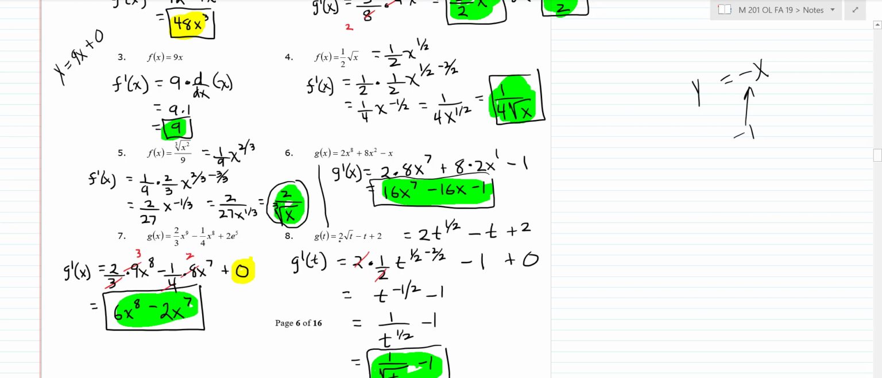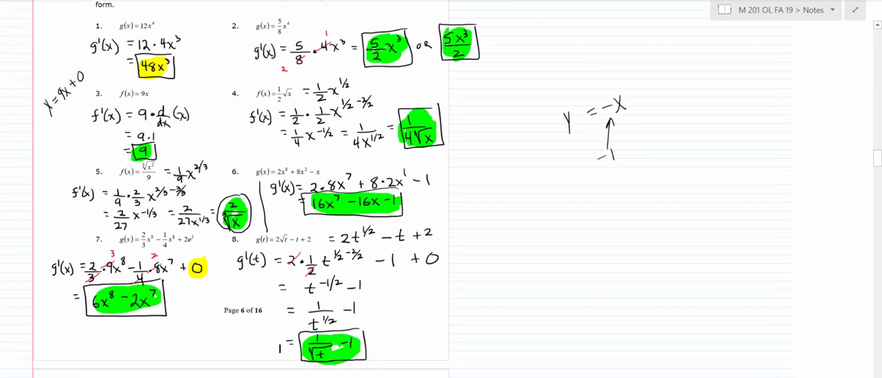And the next one, we write this as 2t to the half minus t plus 2. Derivative goes like this. Write the 2 down since it's a constant. Power rule, you're going to have 1/2 t to the 1/2 minus 1. Derivative of t is -1. Derivative of the constant 2 is 0. So you end up getting this. Make the exponent positive. Change it back to a radical.